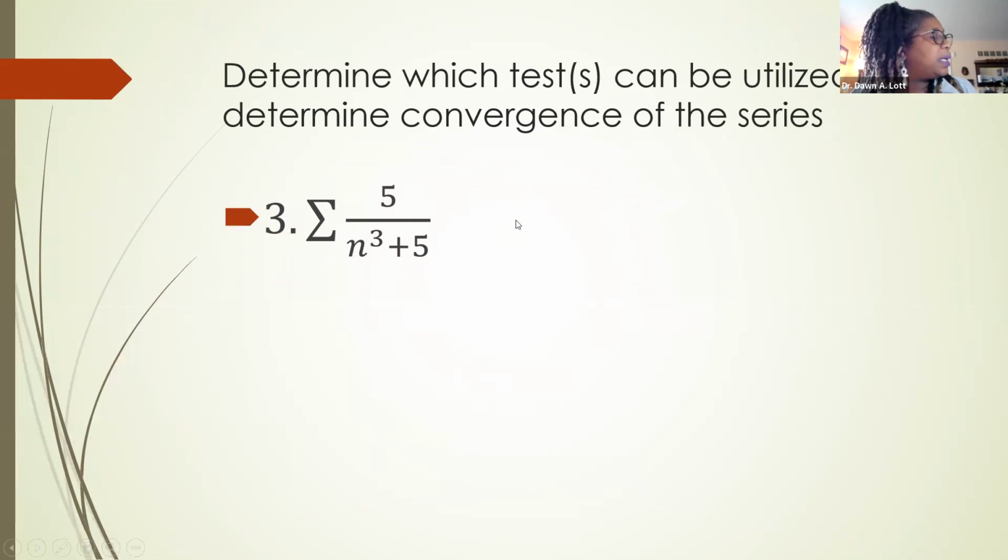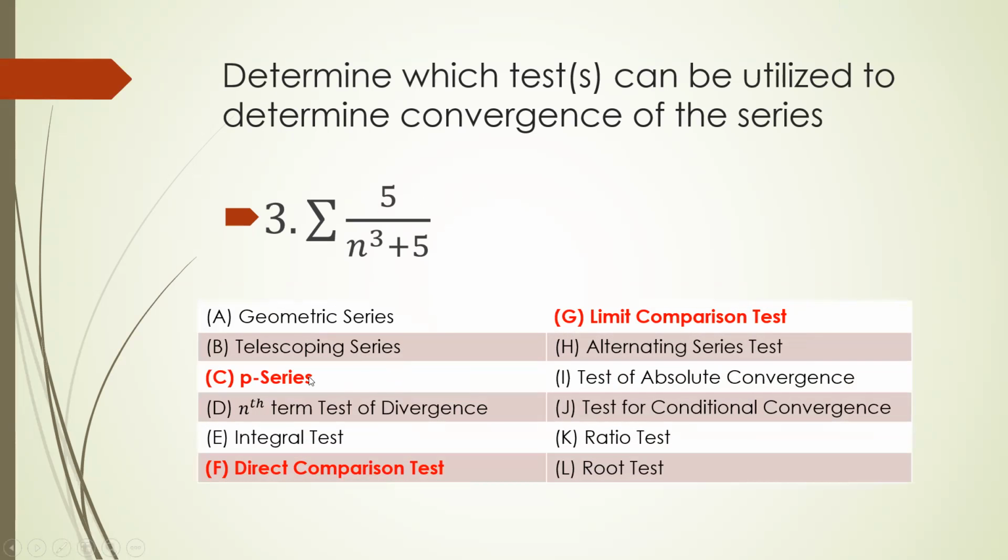All right. Somebody want to give me some ideas? If that 5 was not there at the bottom, what would it look like? P-series. Good, it would look like a P-series. Okay, but it's not a P-series, but I can compare it to a P-series, right? So it'll also be a comparison. You can use the direct comparison test and you can use the limit comparison test for this one.